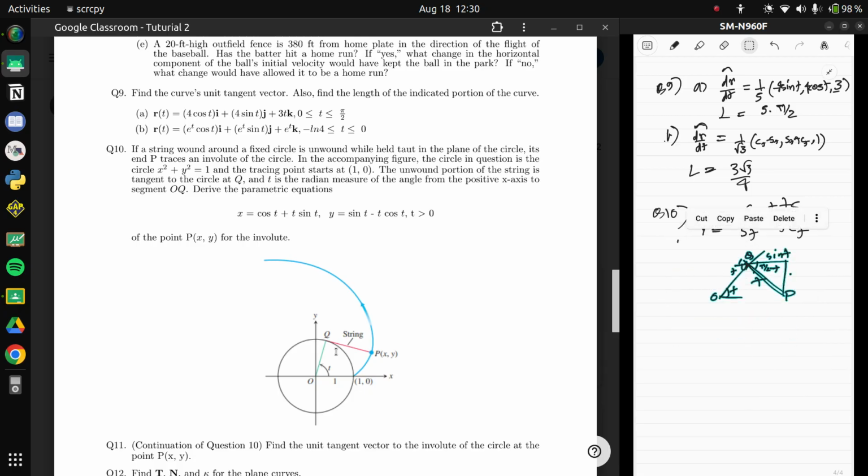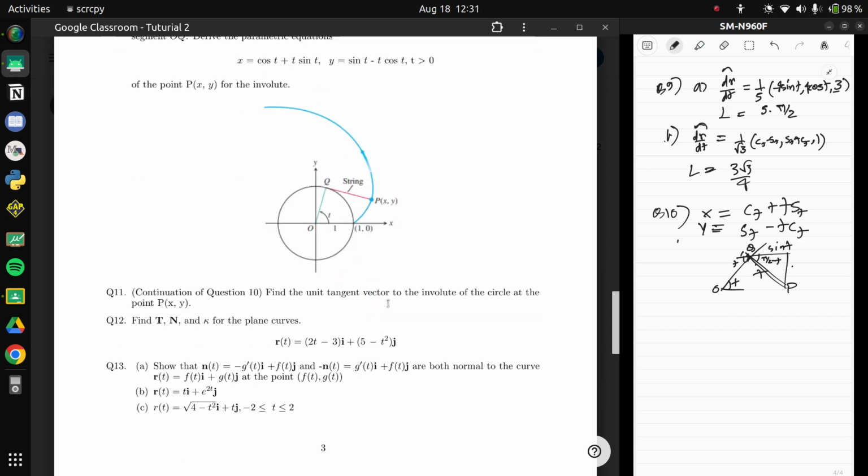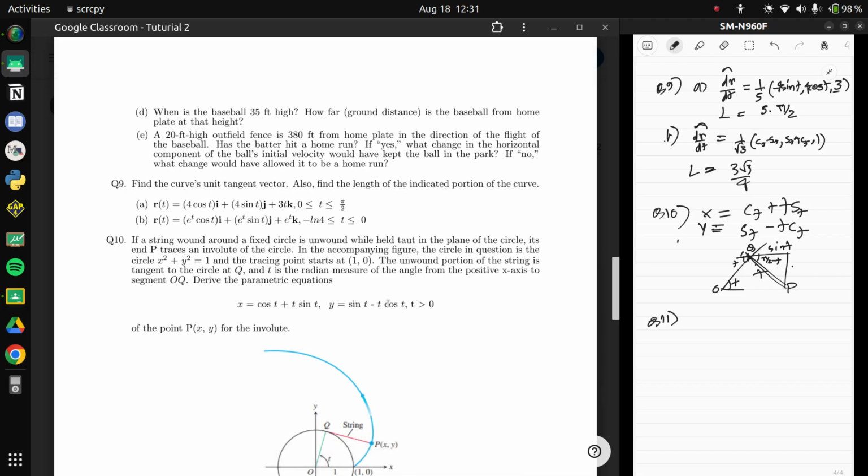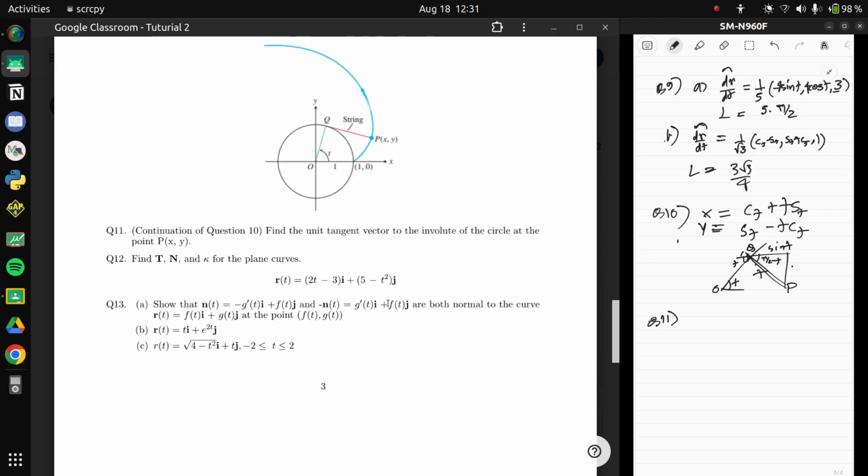Okay, next what we want to figure out is, oh, that's it, that's pretty much all you wanted to do. Fine. Okay, cool. Question number 11. Did they want me to do this in a more calculus way? I guess it's okay, right? So the question is the same as question 10. Find the unit tangent vector to the involute of the circle at the point P.